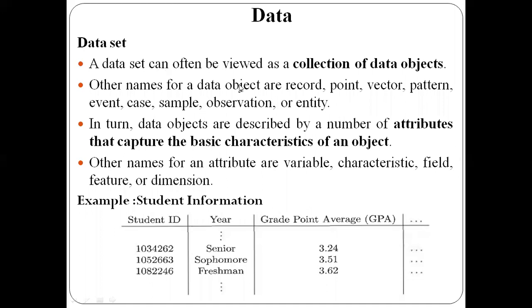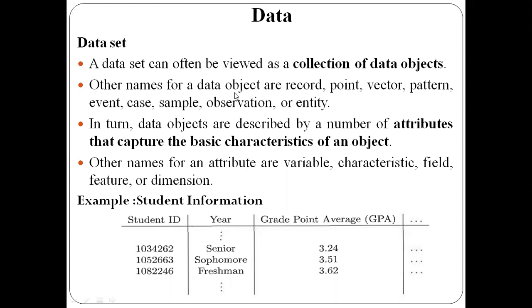A data set is a collection of data objects. A set of data objects is called a data set. And the characteristics or the features that capture the basic characteristics of the object are the attributes.